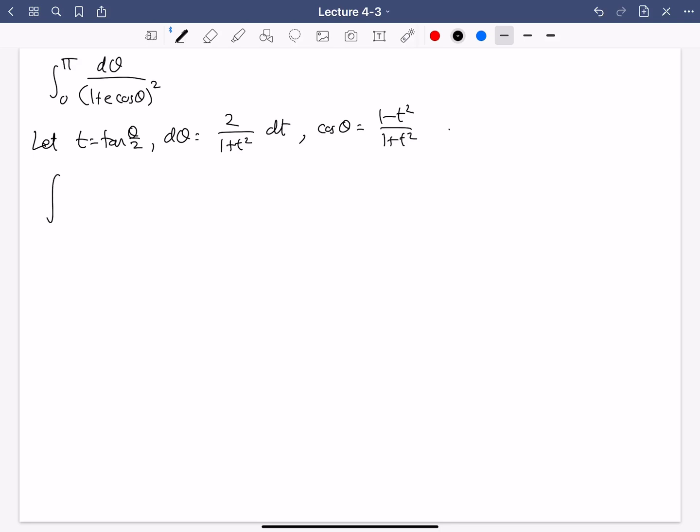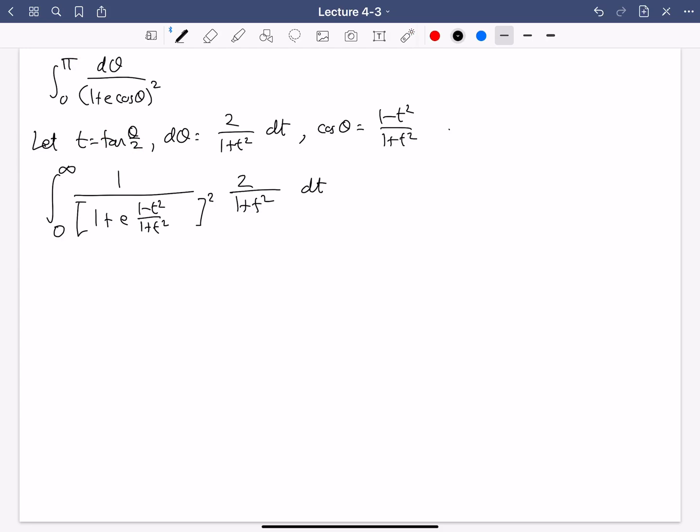So the d theta is 2 over 1 plus t squared dt, and then 1 plus e cos theta is 1 plus e times 1 minus t squared over 1 plus t squared. Okay, so that's done the substitution. Oh, I've got to change the limits as well. This is when theta's 0, so t is 0. And this is when theta's pi, tan pi by 2, so t will be going from 0 to infinity here.